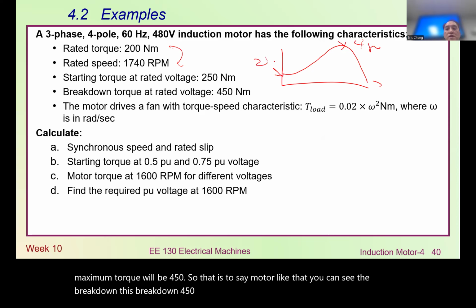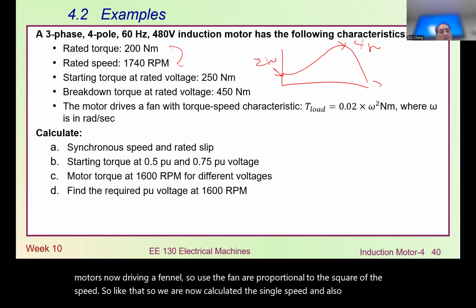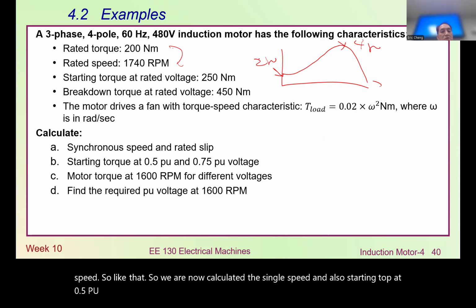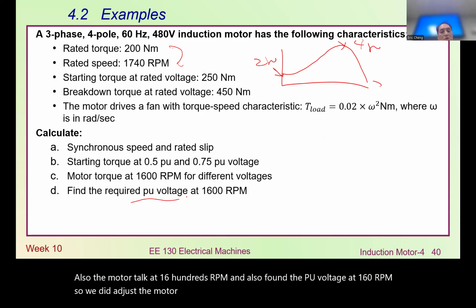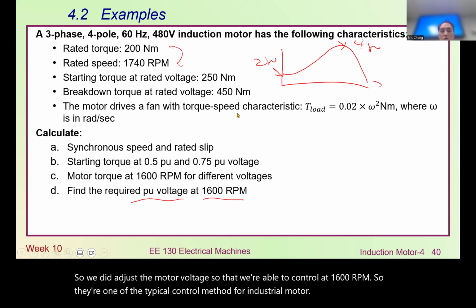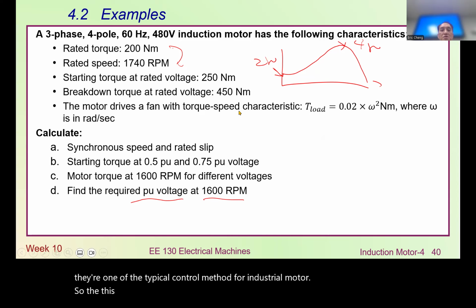And then the motor is now driving a fan load. Usually the fan load is proportional to the square of the speed, like this. So we are now calculating the slip speed and also the starting torque at 0.5 pu and 0.75 pu, and also the motor torque at 1600 RPM, and also finding the pu voltage at 1600 RPM. So we need to adjust the motor voltage so that we're able to control at 1600 RPM. That's one of the typical control methods for an induction motor. So this example is quite straightforward, actually.